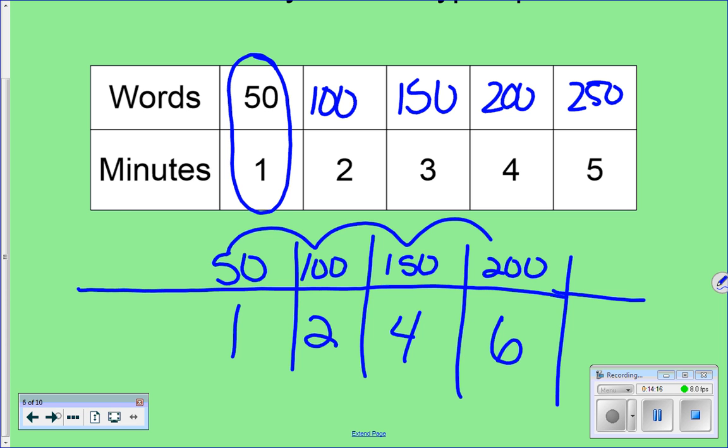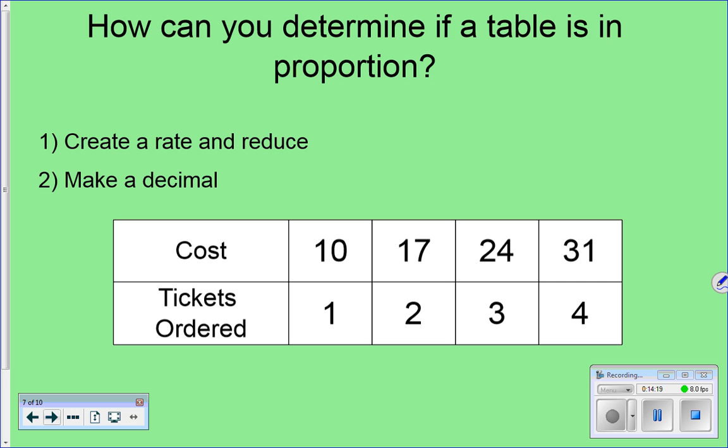Very good. Tell me if this table is in proportion or not. Do not yell out the answer. Tell me if it's in proportion. Hunter? It is? What do you think? Cora? Why not? Yeah. That's one reason. What's another reason I know why, Trevor? Yeah. And look at this. What's my unit rate right here? Okay, so what should 2 be then? What should 3 be then? What should 4 be then? Okay, you seeing it? Now watch this.